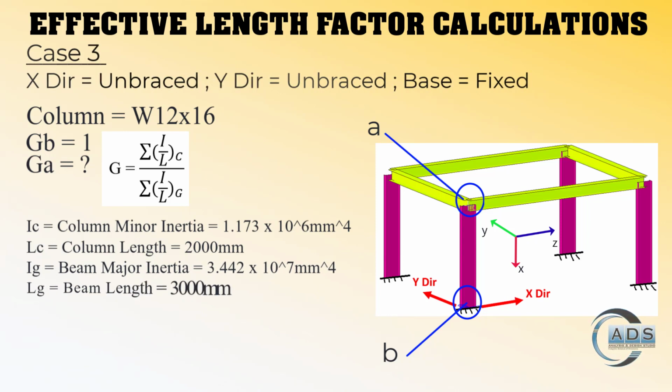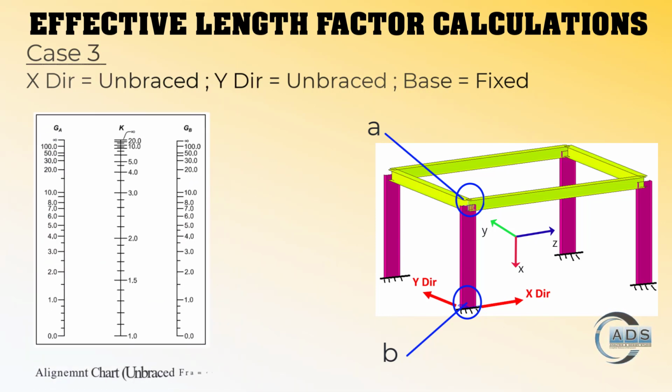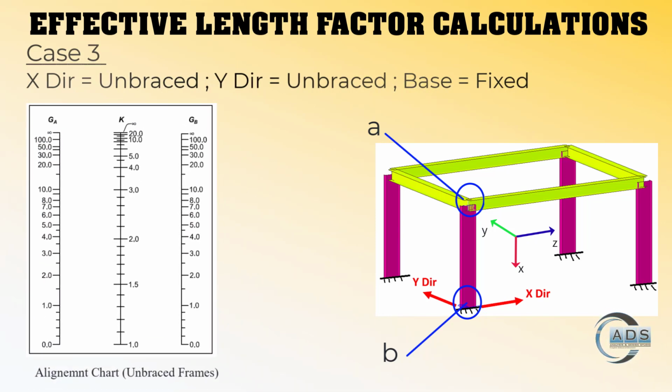LG, the length of the beam in this frame, is 3000 millimeters. When substituting all the values in the given equation, we get GA as 0.05. Now let's go to the alignment chart. Since this frame is also unbraced, we'll have to look into the same alignment chart.